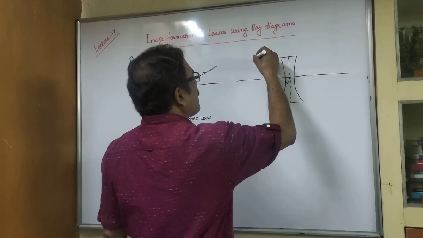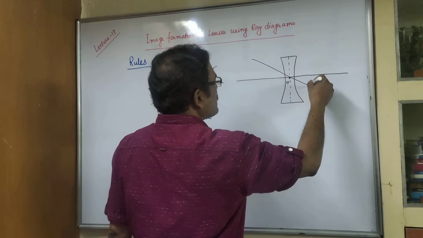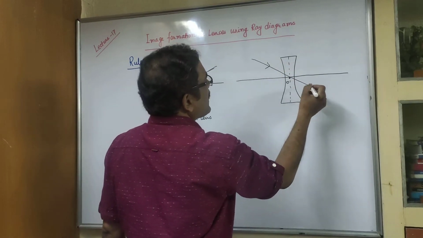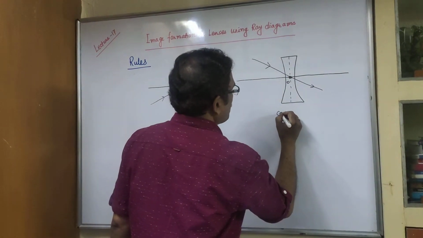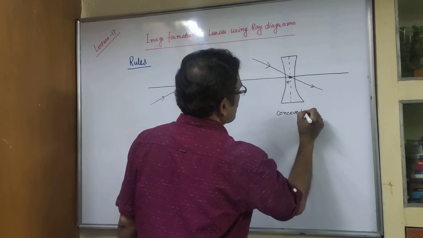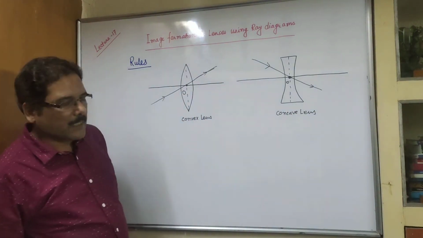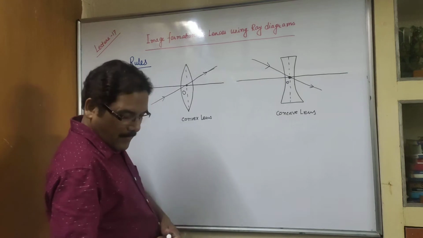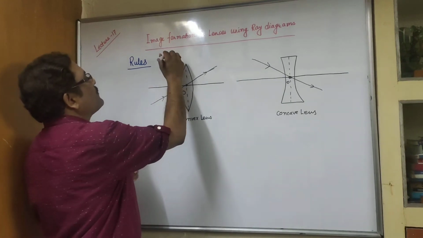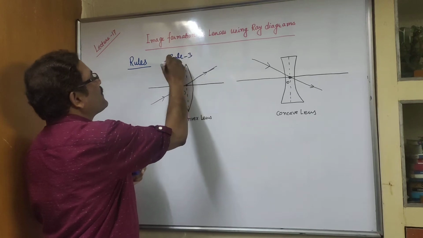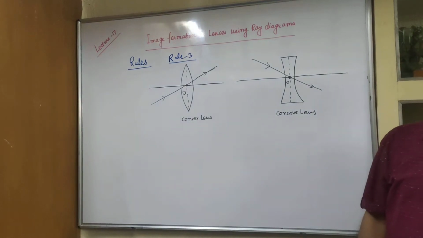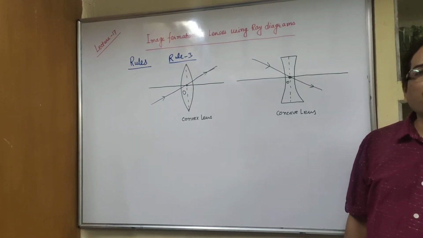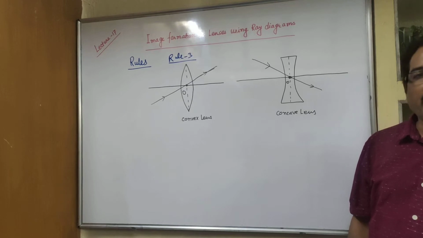Now suppose a ray of light is coming like this. So this ray will pass straight away because it is passing through the optical center of the lens. So these are the three simple rules. This is the diagram for rule 3. We have represented rule 3 with a ray diagram. These are the three simple rules, and with the help of these rules you can draw all the ray diagrams. So the first rule I am revising once again.